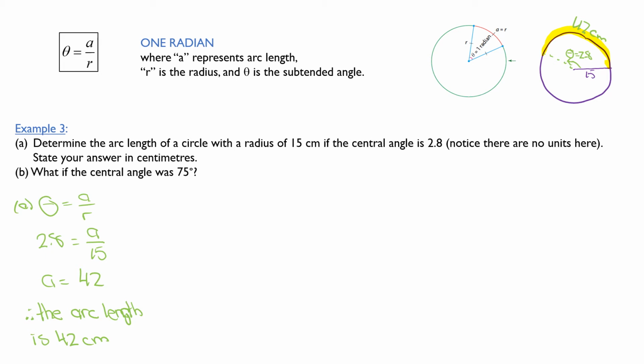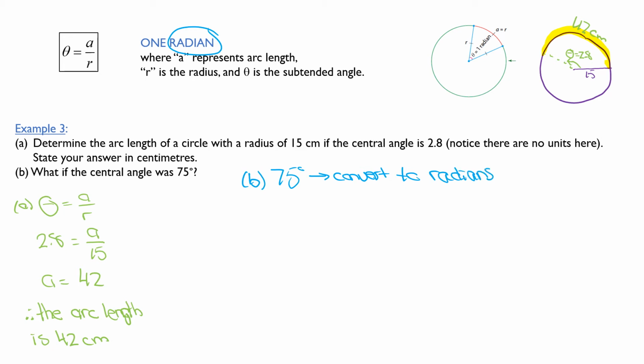Next part, B. What if the central angle was 75 degrees? Okay, so we have a different piece of the information here. If the central angle was 75 degrees, that formula in the box on the top left only works for radians, okay? I can't use that for degrees, so I'm going to have to convert to radians. And we just did a bunch of examples like that.